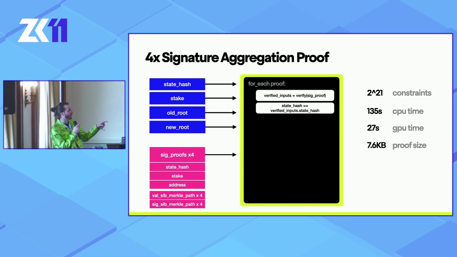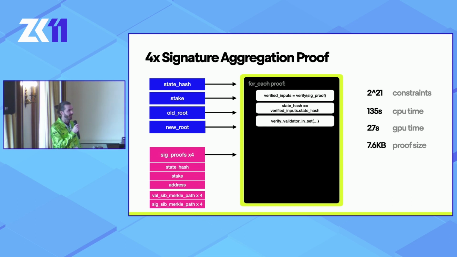We're checking that the state hash is equal to the proof state hash, because we're going to combine those 4 state hashes into 1. So we just need to make sure that all those proofs are saying the same state hash. And that's one way that we're reducing the amount of information that we need to keep around, right? So before we had 4 state hashes as inputs because we had 4 proofs, and now we're only going to have 1 state hash output.